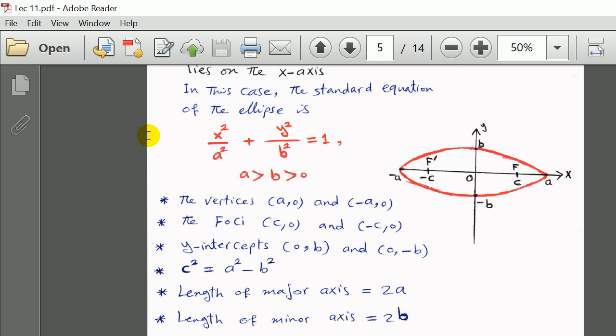Because the major axis is along the x-axis, the vertices have the coordinates (a, 0) and (minus a, 0). The foci have the coordinates (c, 0) and (minus c, 0). We have two y-intercepts, the terminals of the minor axis. These y-intercepts have the coordinates (0, b) and (0, minus b). Because the length of the minor axis is 2b, we always have a relation between c, a and b in the ellipse, that is c squared equals a squared minus b squared.